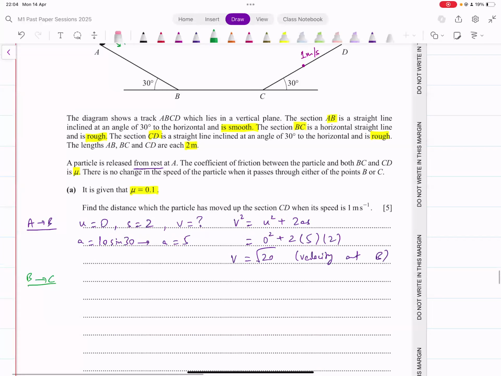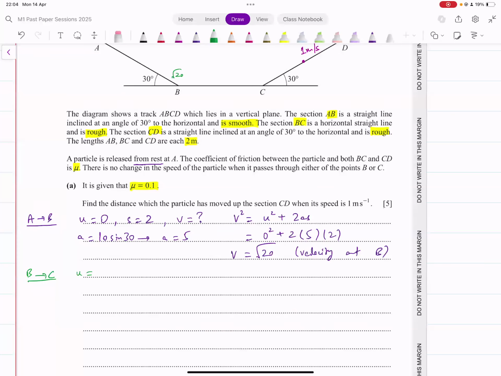So we now do not have acceleration, but can we find that? We're given the value for mu. What are the forces acting on the particle? In the forward direction, there's no force. There's only backward force. That's friction. And friction is equal to mu times R. What's the value of R? The weight, do we know that?